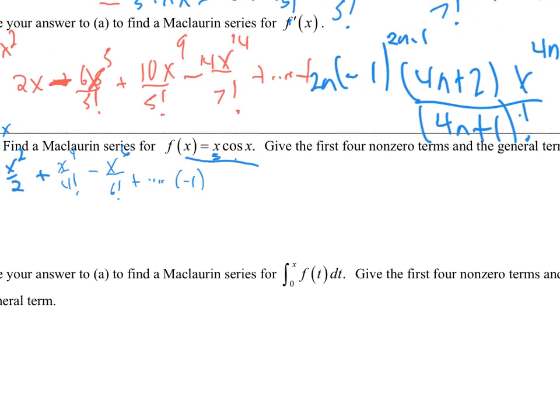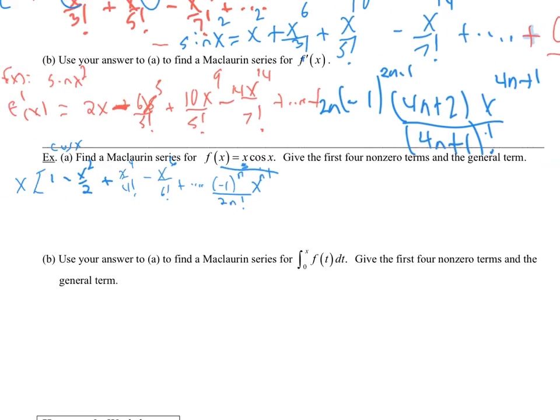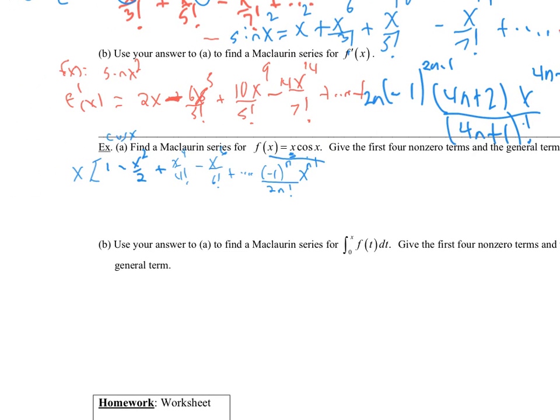So anyway, minus 1 to the nth power, x to the 2n divided by 2n factorial. See how that worked when n was 1, when n was 2. Yeah, it has to be 2n factorial, not 2 times n.